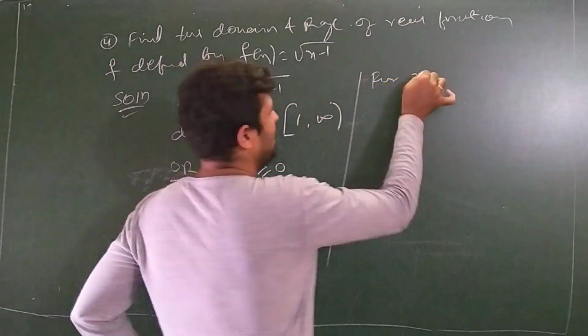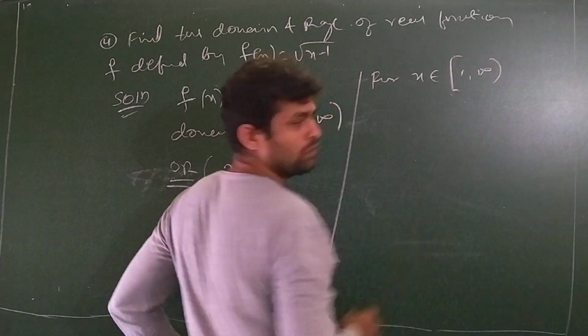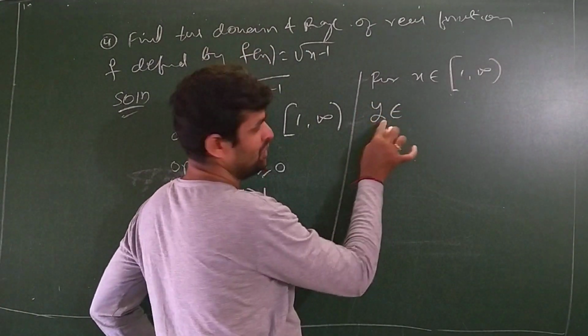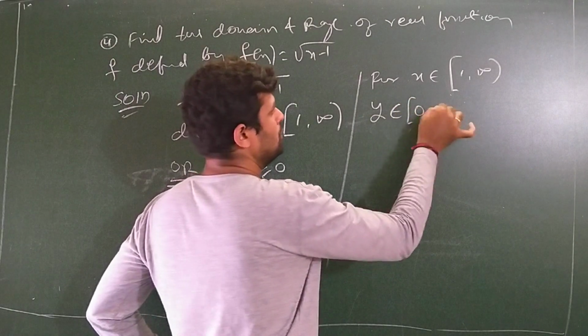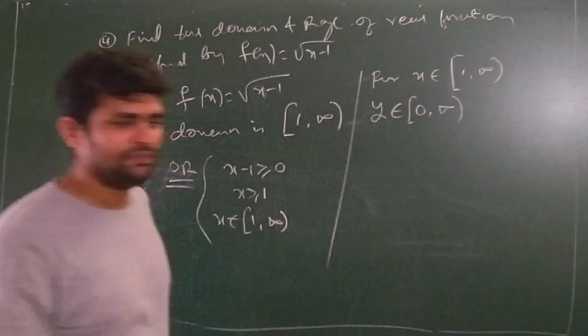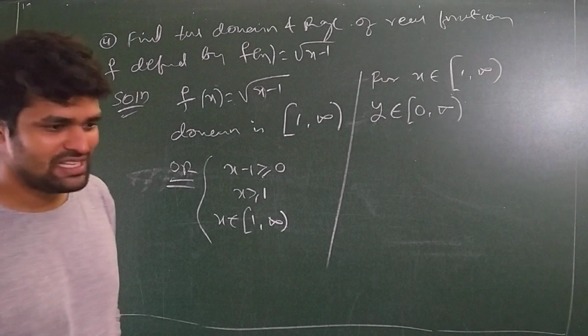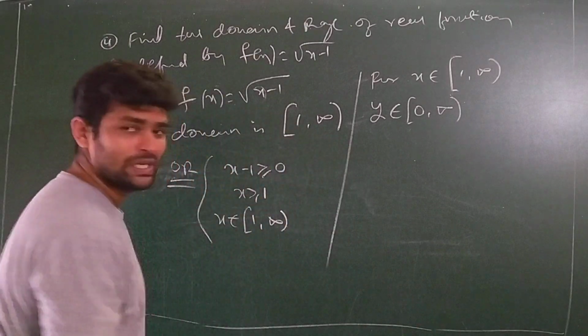For x belongs to 1 comma infinity, y belongs to, in the sense f of x, y belongs to 0 including, to infinity. Is it okay? Do you understand this very clearly? Is it clear? No problem with this. Can we jump to the next question? Okay, so easily, guys.